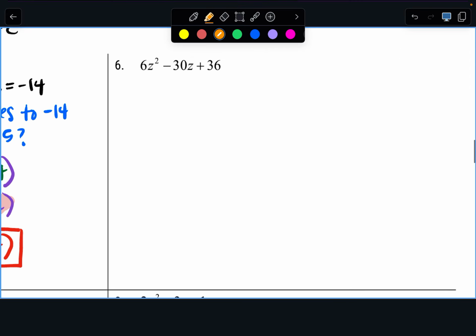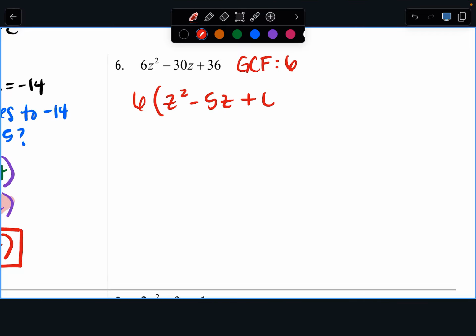We're going to go through it again. Do I have a GCF? What is my GCF? 6. I'm going to pull 6 out. 6 is going to come out of the equation, and I'm going to be left with z squared minus 5z plus what? Plus 6.